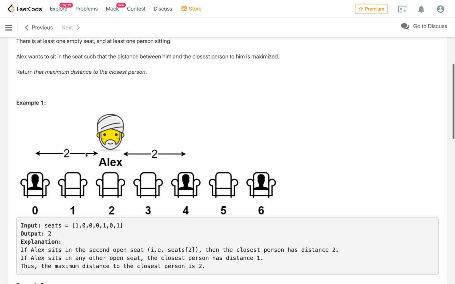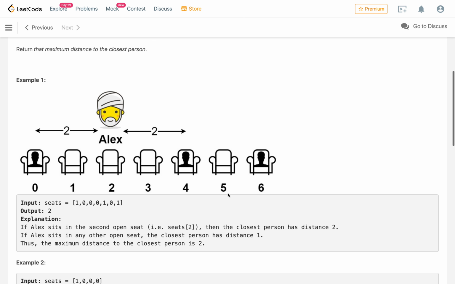So what does it mean? In this example there are 7 seats and 4 seats are empty. Alex can sit in one of the 4, but let's say Alex sits on seat number 1, the distance from the closest person is 1, the 0th one. If Alex sits on seat number 2, then the distance from the closest person at 0 is 2, and also from the person at 4 is also 2. So far we got the maximum 2.